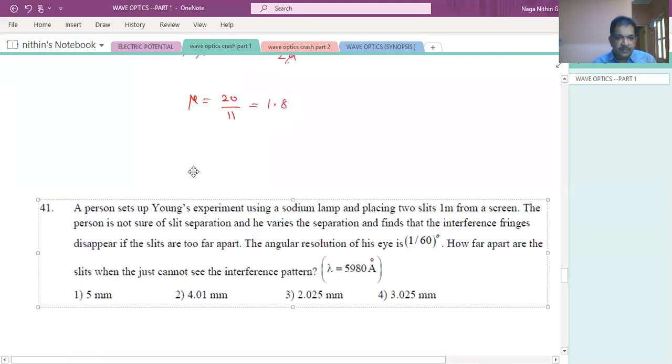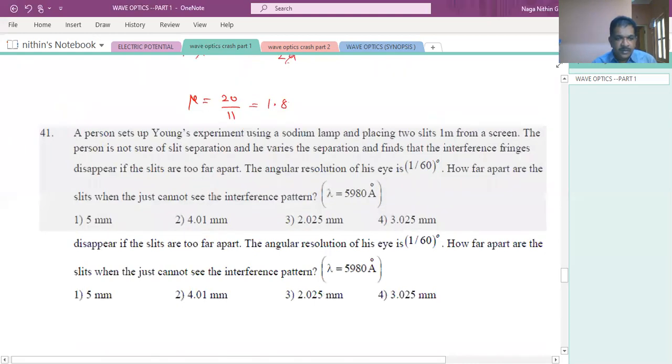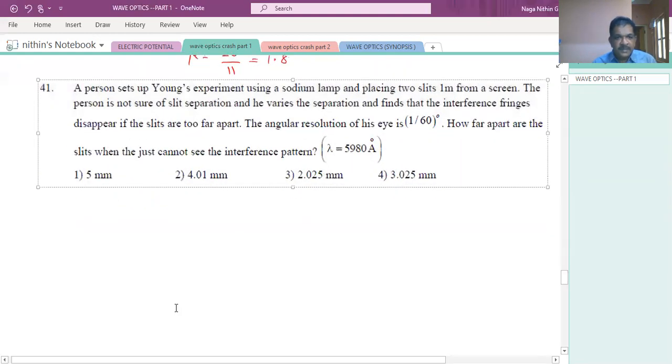Next. What is the question? See, a person sets up Young's experiment using a sodium lamp and placing two slits 1 millimeter apart.